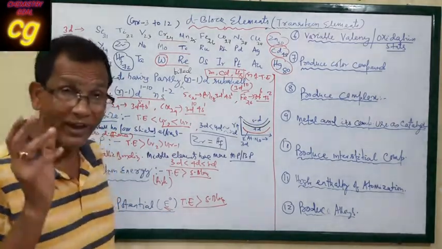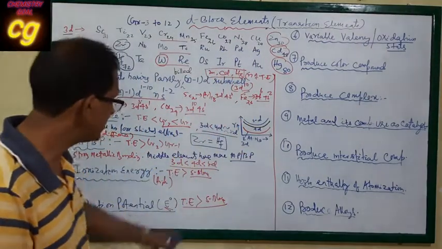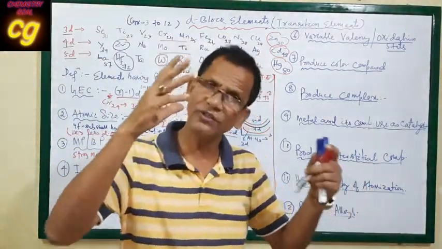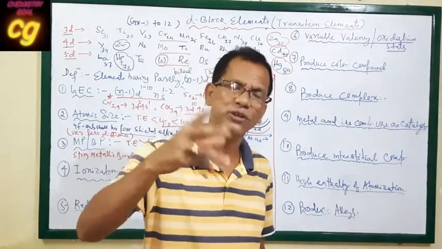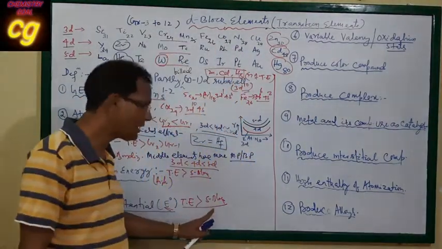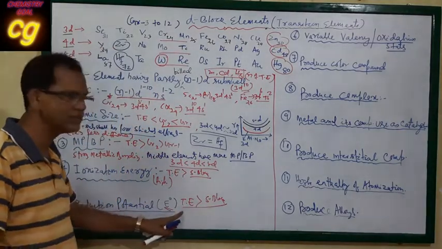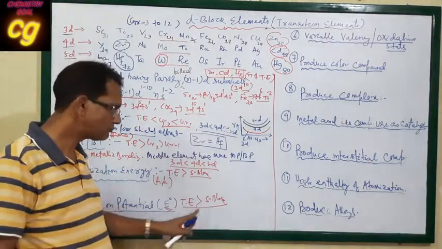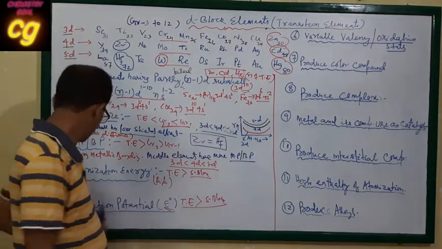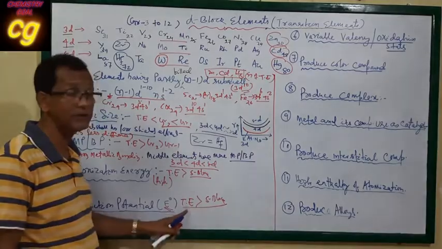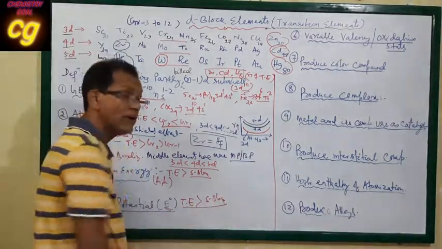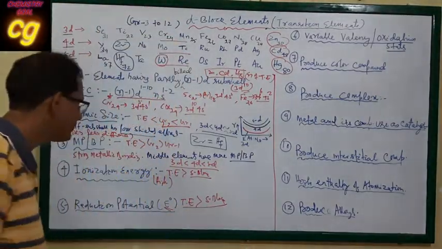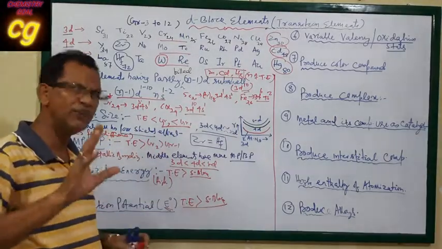The question may be asked, why are S block elements more reactive than transition elements? Because S block has a more negative value of reduction potential. Already we have read in 11th class, if reduction potential is more negative, then the reactivity of the metal will be more. So S block has more negative reduction potential, but transition elements have low negative reduction potential compared to S block. But when we compare the values, it is high.